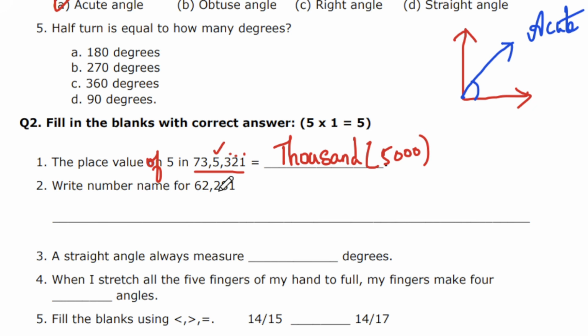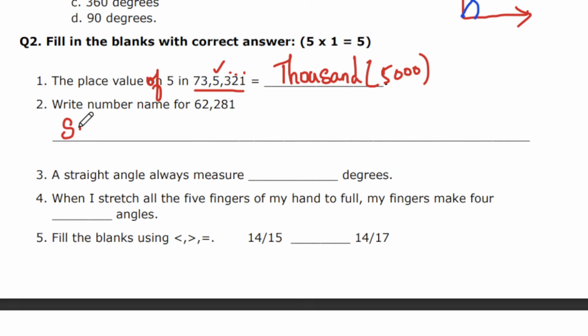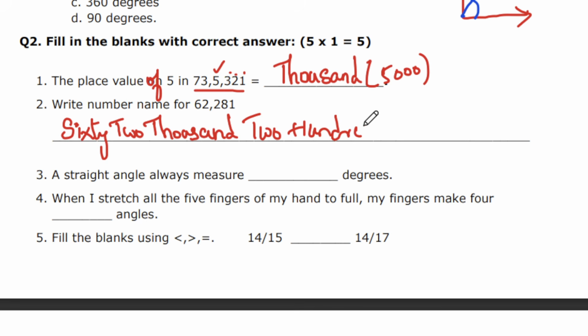Next, write the number name for this. The number is 62,281.